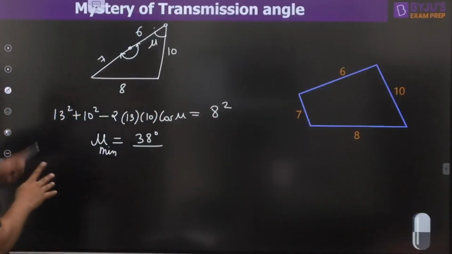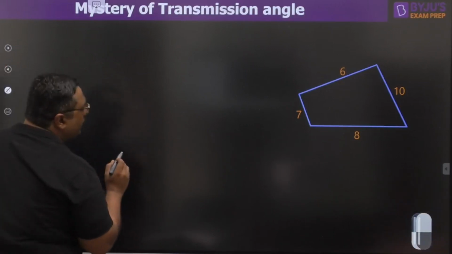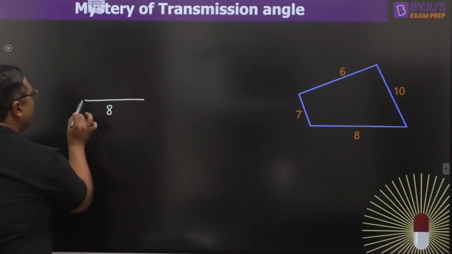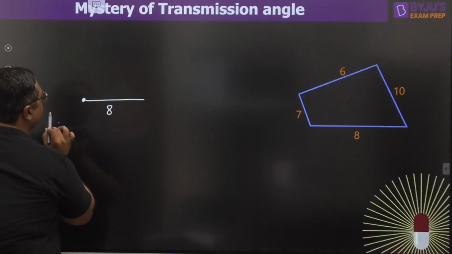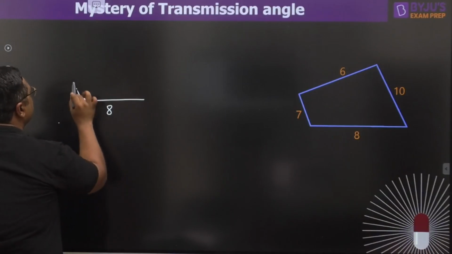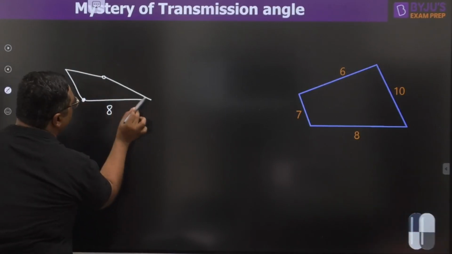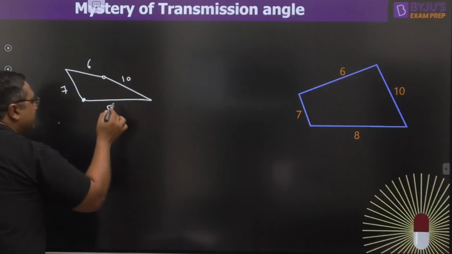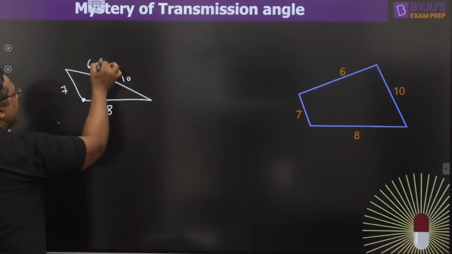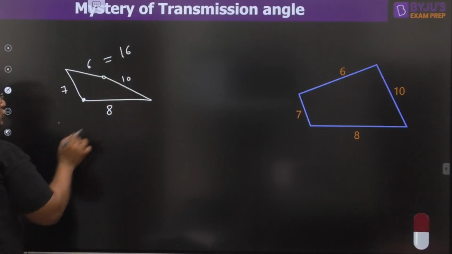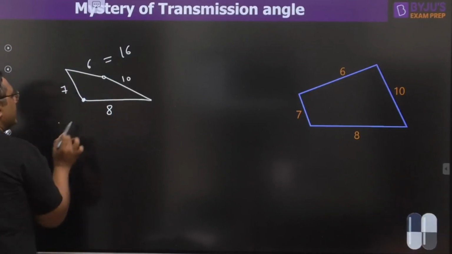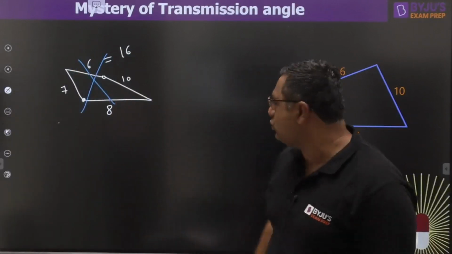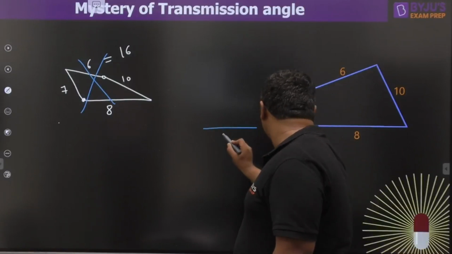So what is the second case? Now for the second case, what you will try to do is, this is going to be 8, and if you try to make it like this, this is 8, this is 10, this is 6, and this is 7. If you see, this is 8 plus 7, and 10 plus 6, this total side is 16, and this is 8 and 7. So 8 plus 7 is 15, 10 plus 6 is 16. So this triangle is not at all possible. Why? Because one side is becoming more than the sum of the other two sides.